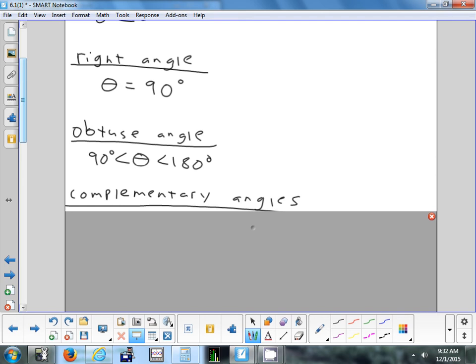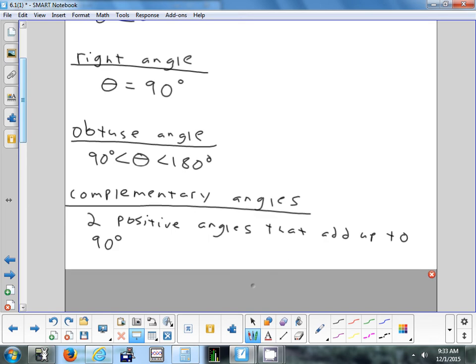You can have two complementary angles, one in this room and one in the next room. That's fine, as long as they add up to 90. Think back to acute angles. Acute angles had to be less than 90, but what else? Greater than 0. Okay, so here it's the same idea. The angles have to be positive. Negative 10 and 100 degrees are not complementary. So you have two acute angles that add up to 90.